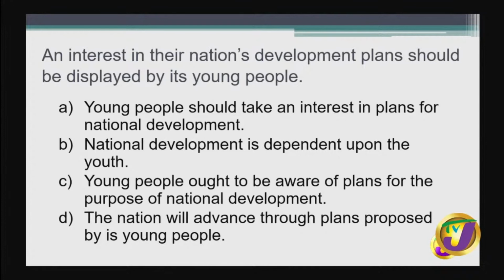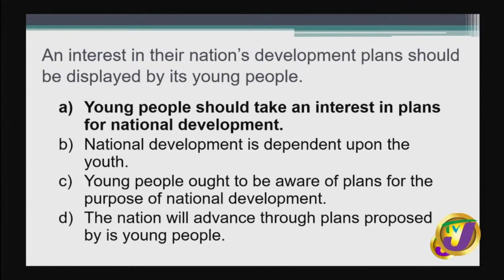So your answer should be, young people should take an interest in plans for national development. No, I'm sure you thought that C might be a better choice: young people ought to be aware of the plans for the purpose of national development. But when you look at the original, it says that their interest should be displayed. So that is more of an affirmative. C is more of a passive type of statement. They should be aware. Whereas A says young people should take an interest. So it's more of an affirmative action that is taking place, similar to the original statement.